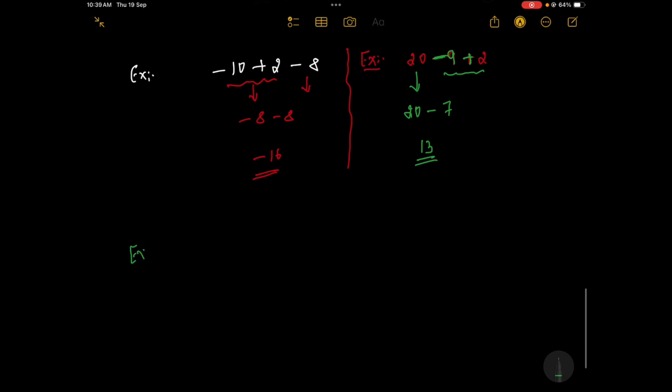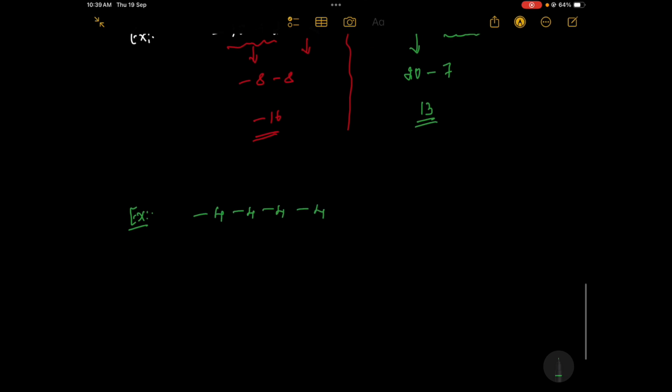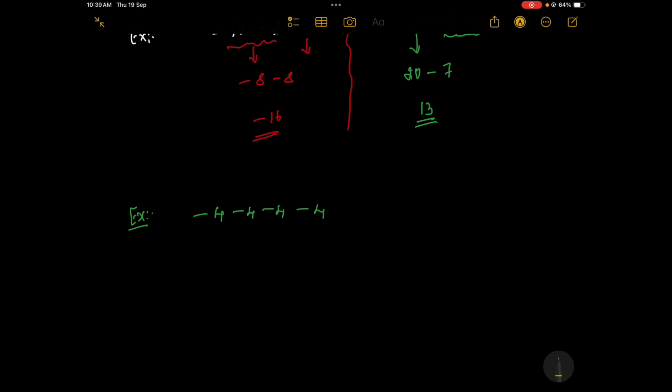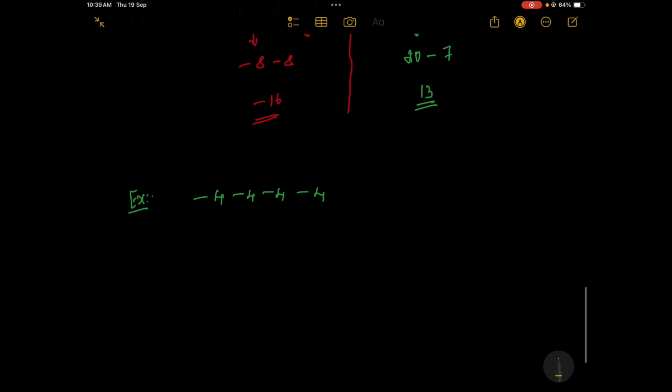Next one. So I'll increase the digits now. If I write minus 4, minus 4, minus 4, minus 4, what do we get? All the numbers are negative. What do we have to do? We have to add and retain the minus sign. So what do we get? 4, 8, 12, 16. Since all are negative, we get minus 16. Minus 16 is the answer.